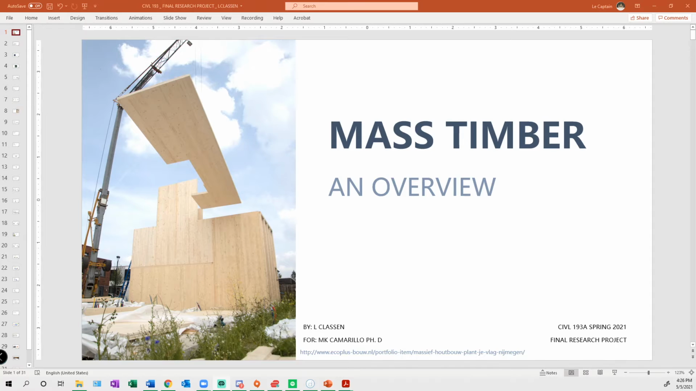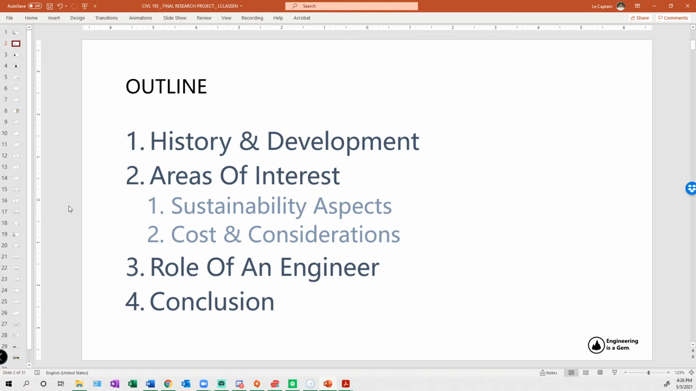Enjoy. All right, welcome to my presentation on mass timber. As a quick overview of the presentation, I'll be discussing the history and development of the material and its use cases and importance, as well as then having a deeper discussion on some of the key areas of interest, which provide the main draws for why this is a promising new construction material. And then finally, if time allows, I will quickly discuss the engineer's role in the optimization of the design and use of this new material.